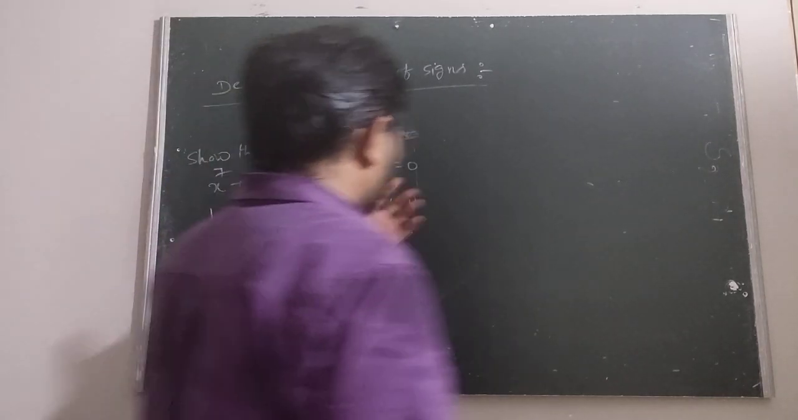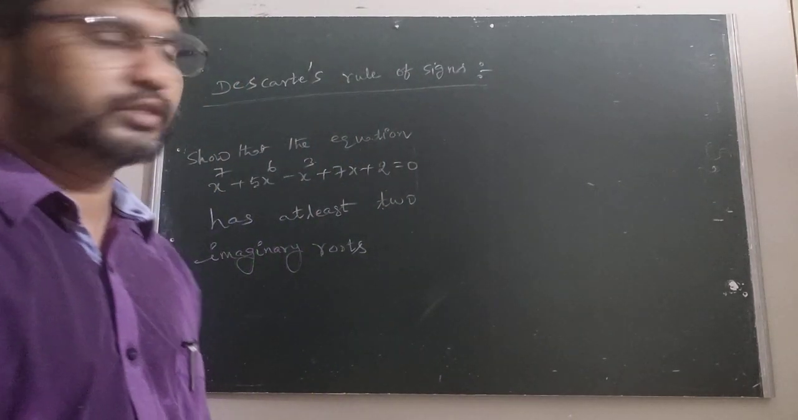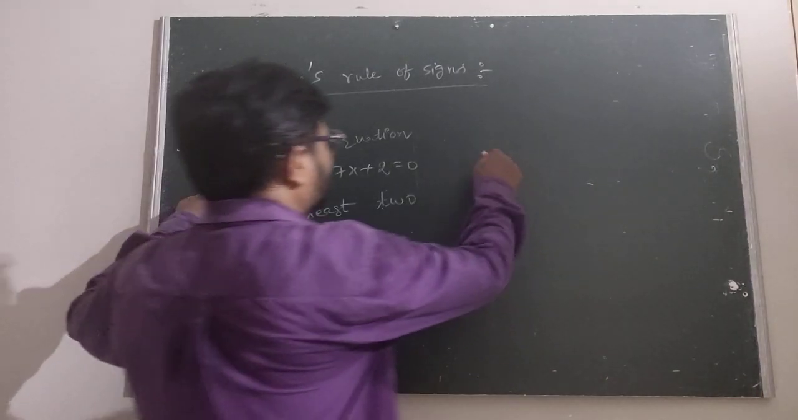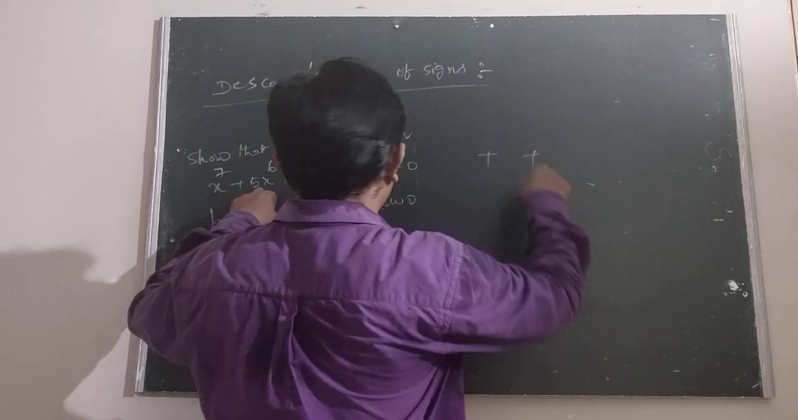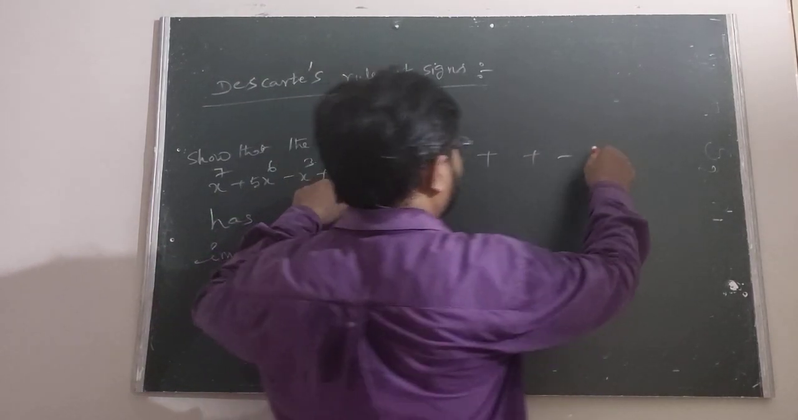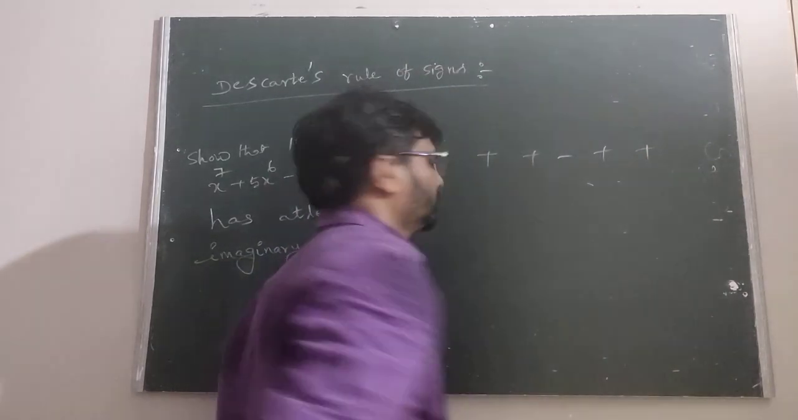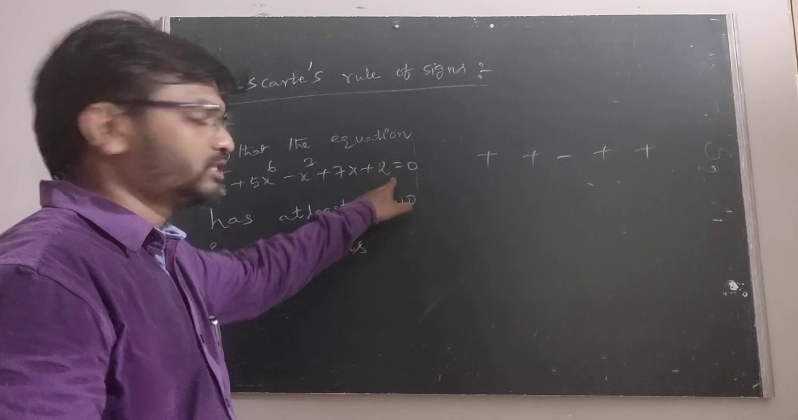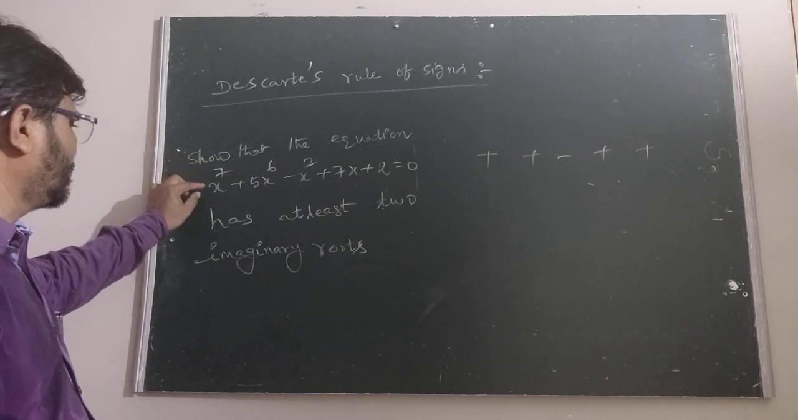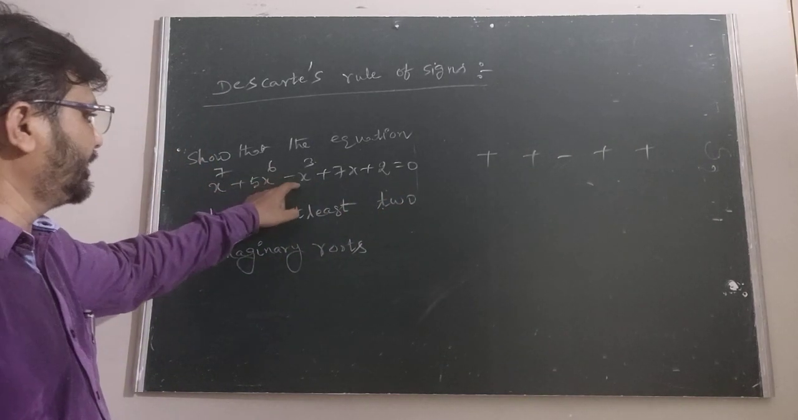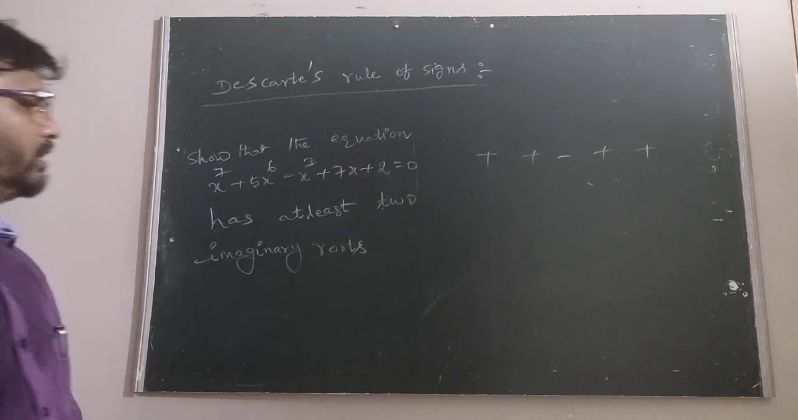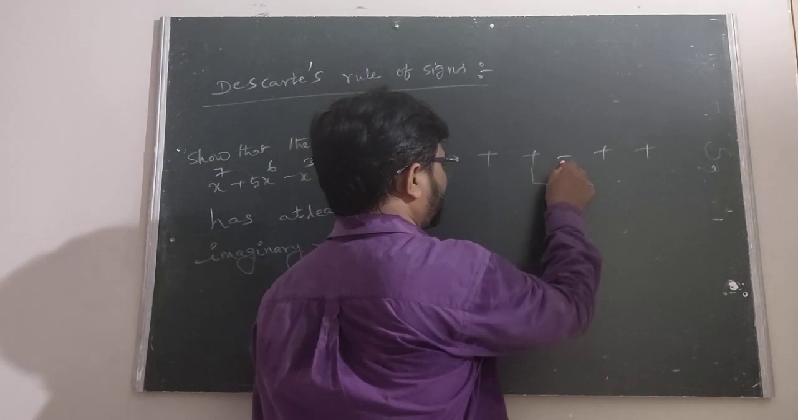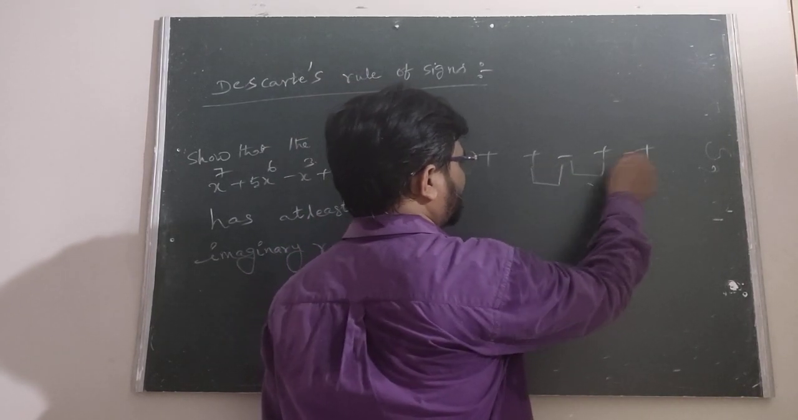Suppose f of x equal to 0 is a polynomial of degree n. Suppose here, given x power 7, the maximum degree is 7. Therefore, the signs of the given expression are plus, plus, minus, plus, plus. So we look at the changes: plus to plus, plus to minus, minus to plus, plus to plus.